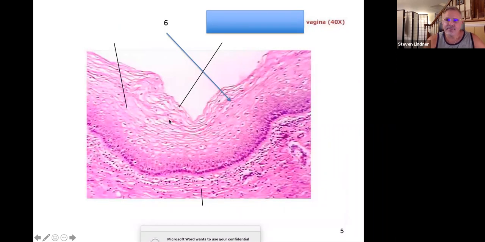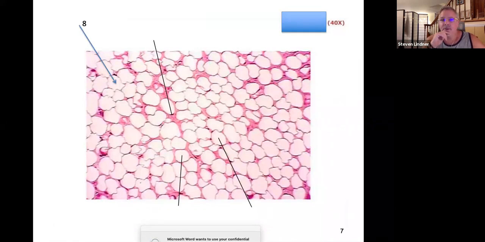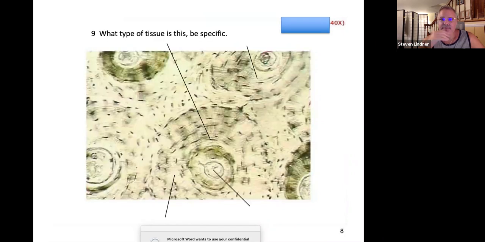Vaginal area. What type of epithelium? Again, multiple layers, flat, stratified squamous epithelium. What about here? Close-up view. Stratified squamous epithelium. What type of connective tissue? I said connective tissue, I didn't say epithelium. So this is adipose or adipocytes.